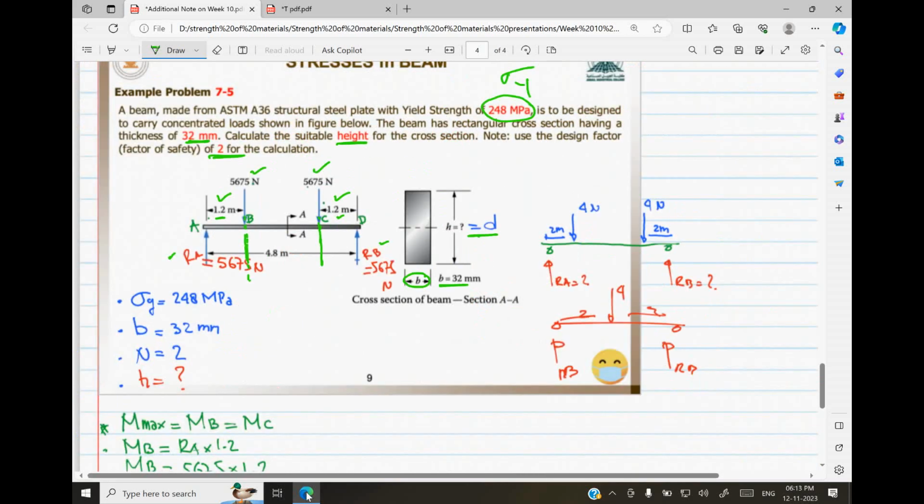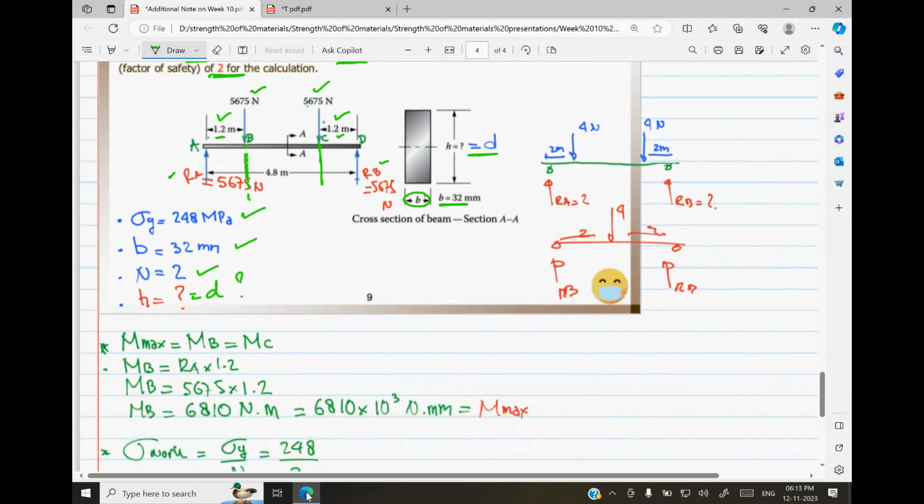So now let us see. Sigma y he has given as 248 megapascal. B is known. Factor of safety is 2. He wants us to find out H, which is also equal to D. This is the question mark. Now let us see here. Maximum bending moment is at point B as well as at C. We call them MB, MC.